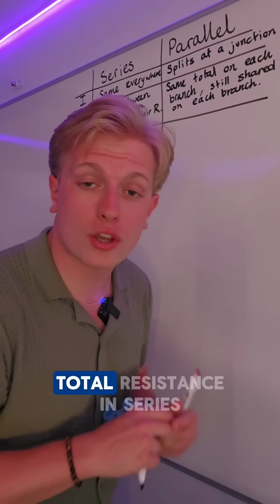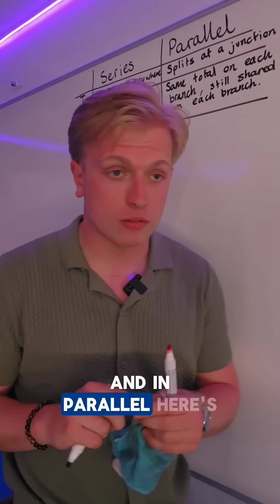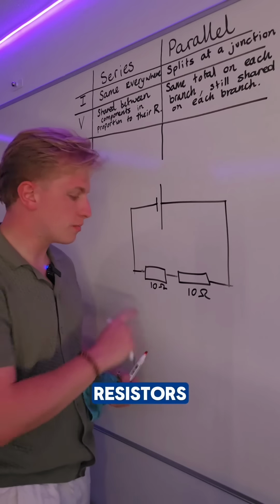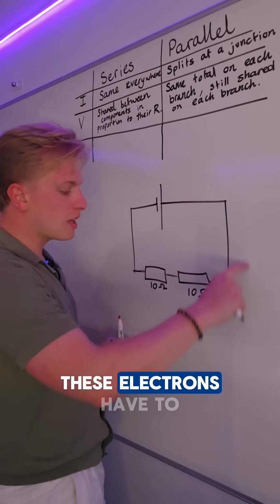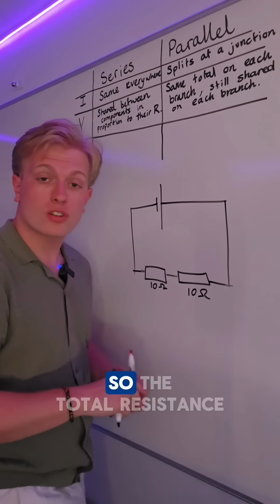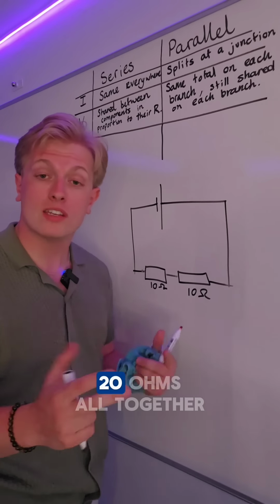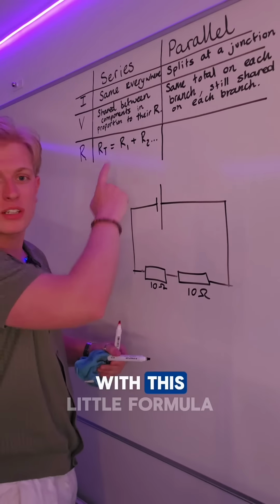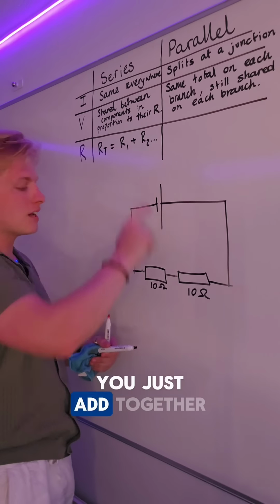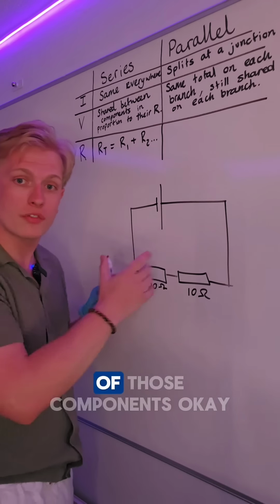You need to know how you get the total resistance in series and in parallel. Here's a circuit with two resistors, both of them are 10 ohms. These electrons have to pass through this one and through that one. So the total resistance of that journey is going to be just adding together these two, 20 ohms altogether. We can show that with this little formula. To get the total resistance, you just add together all the individual resistances of those components.